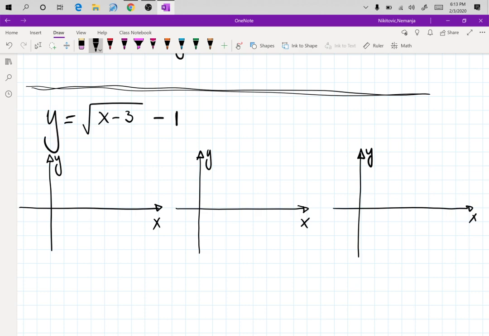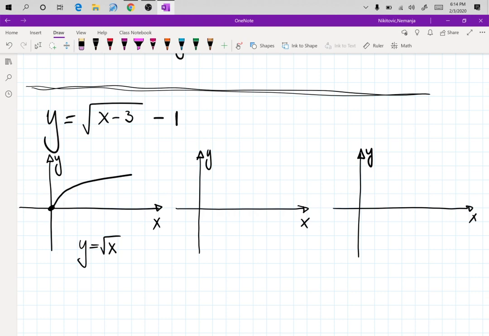What is our basic function? Y equals square root of x. Beautiful. And that is just this squiggle, right? And then what should I do to it? Move to the right. How many units? 3 units. Perfect. So this point here is where the function starts.